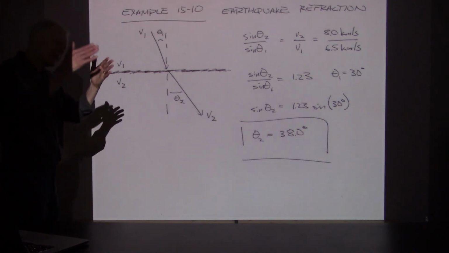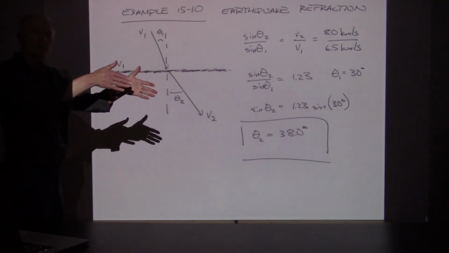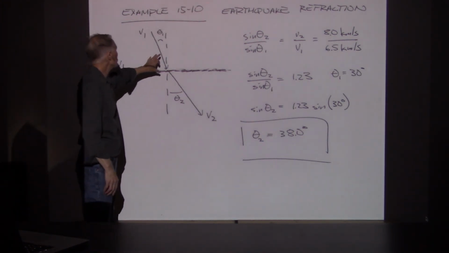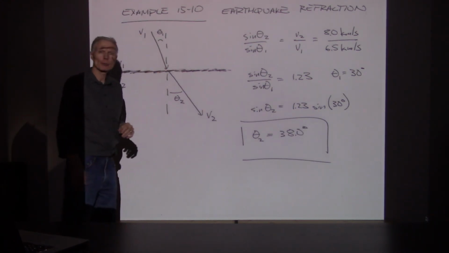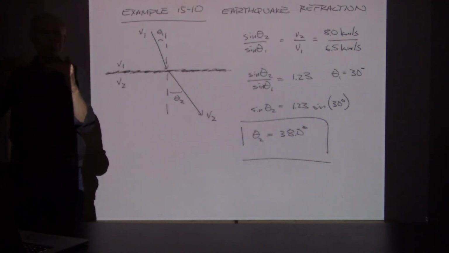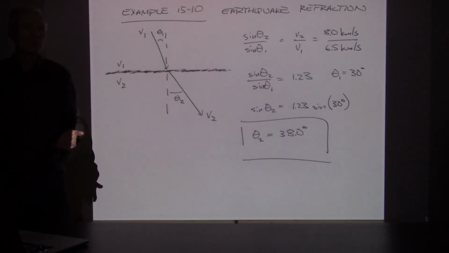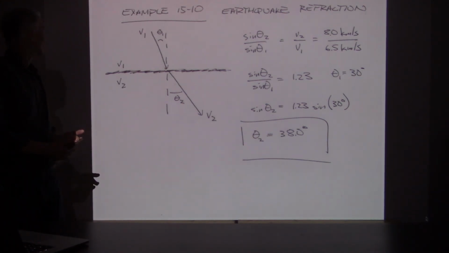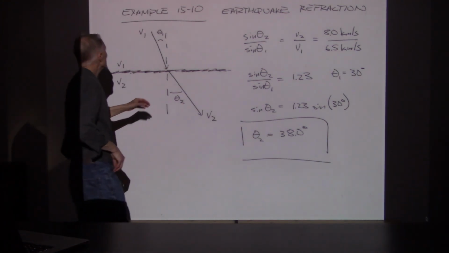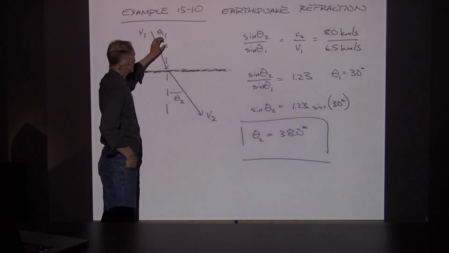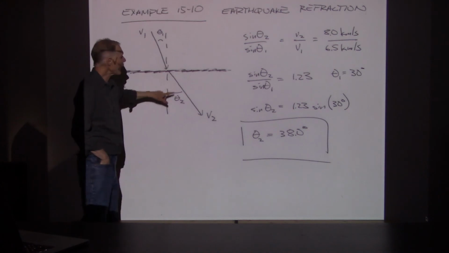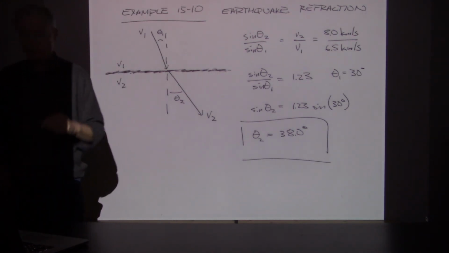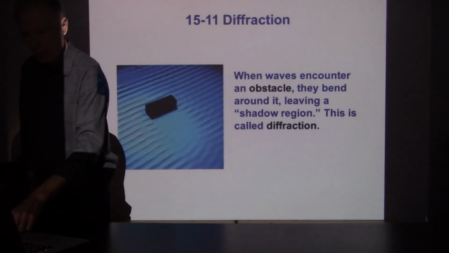So it came out angled at 38 degrees relative to the normal. And the normal is defining the boundary. So there's a surface between these two different rock materials, different densities, different elastic properties. And that normal is the reference we use to measure the incident and refracted angles. So it goes from 30 degrees to 38.